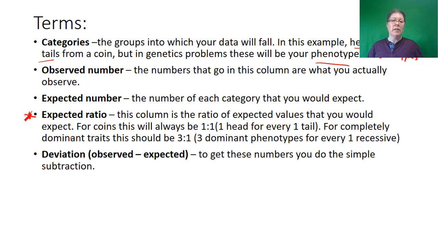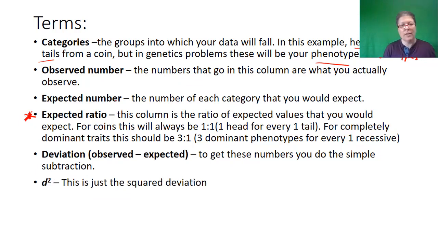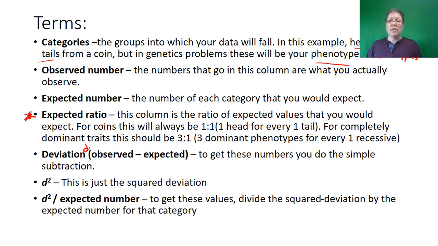Deviation. Right? Your deviation is your observed minus your expected. Just do simple subtraction. And then deviation squared. Right? So deviation is a little lowercase d. D squared or deviation squared. This is just a squared deviation. And then we have your d squared divided by your expected number. So to get these values, you're going to divide your squared deviation by the expected number for that category.